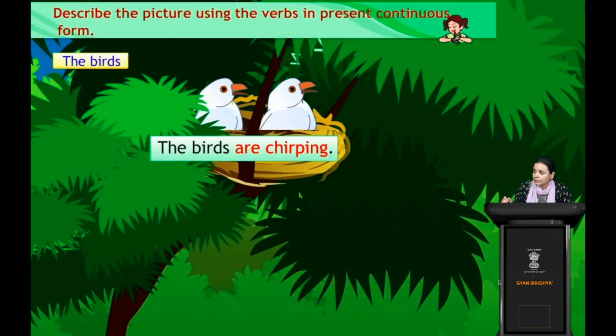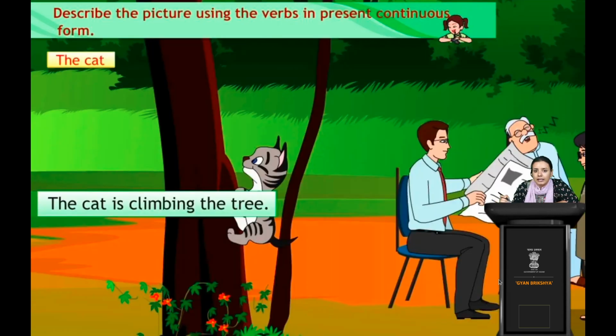So now see the man, what is he doing? No, the cat. What is the cat doing? So the cat is climbing the tree, right? The cat is climbing the tree. So what is this? This is present tense, and the verb climbing is verb plus ing. It's present continuous tense. Verb plus ing is continuous.